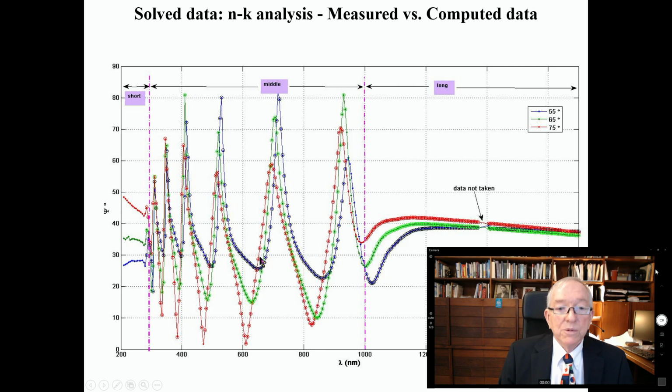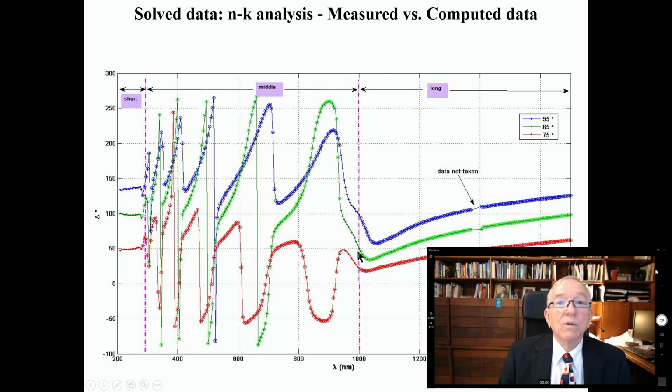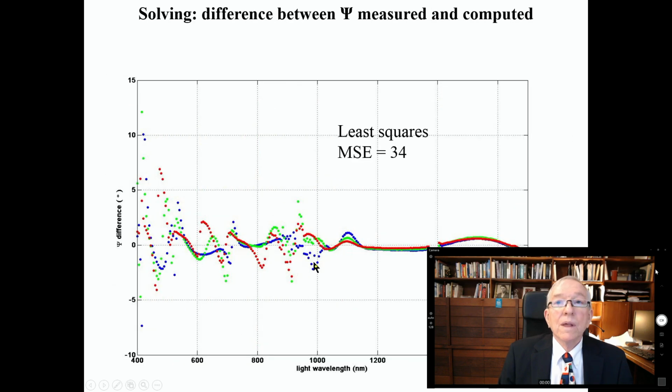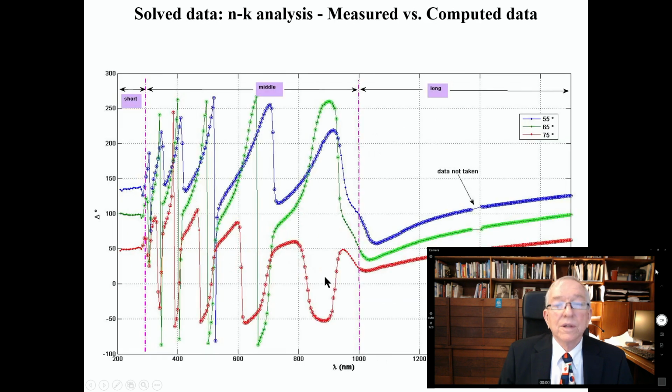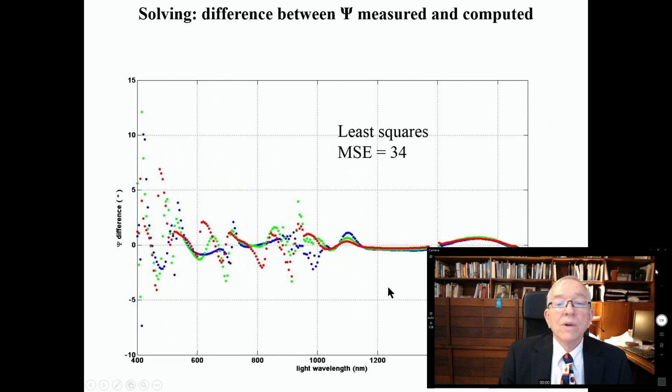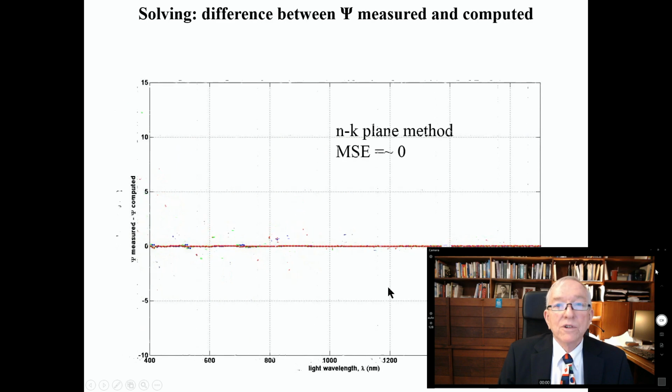Let's now subtract the two, and let's look first of all at the same thing for delta. And for comparison, this was the subtraction. I didn't look at that long enough, did I? You just can't see the difference between the measured and the calculated, done in the NK plane. Okay, let's go back and refresh our memory.